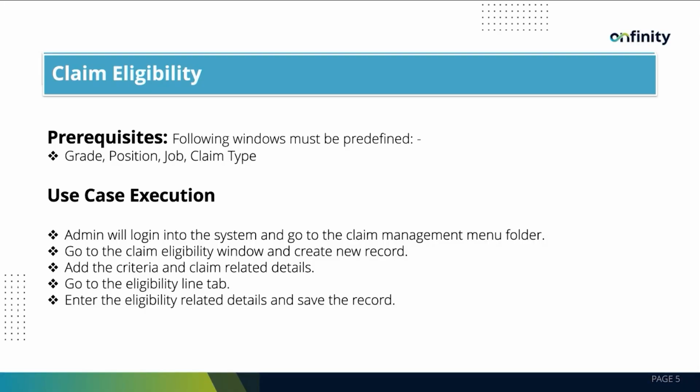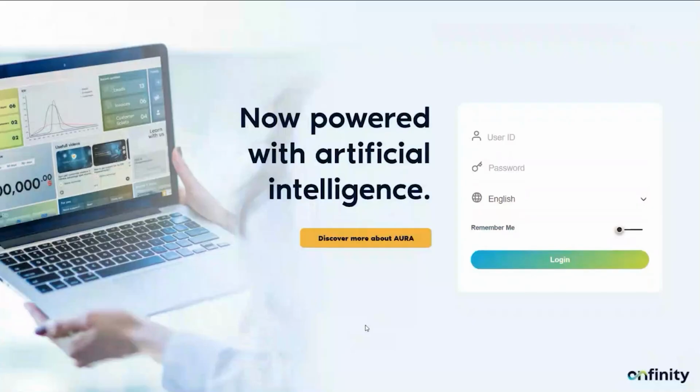Here are the execution steps. The admin logs into the Onfinity system, then navigates to menu, then HR management, then claim management, and finally to claim eligibility. You will create a new eligibility record, enter the required criteria and claim details. Go to the Eligibility line tab and input specific eligibility details. Then, click Save to complete the configuration. This is how claim eligibility is defined and configured within the Onfinity system.